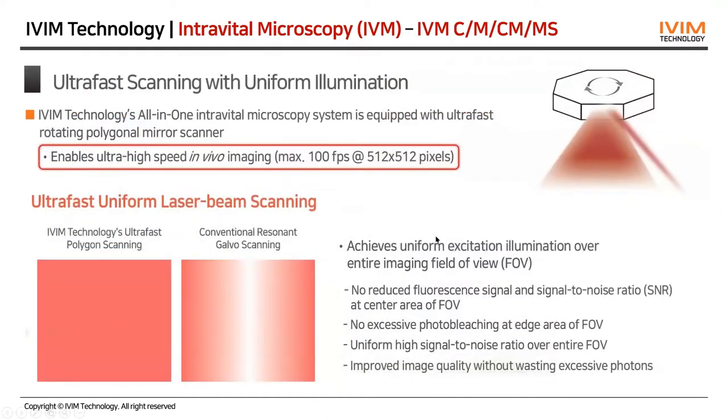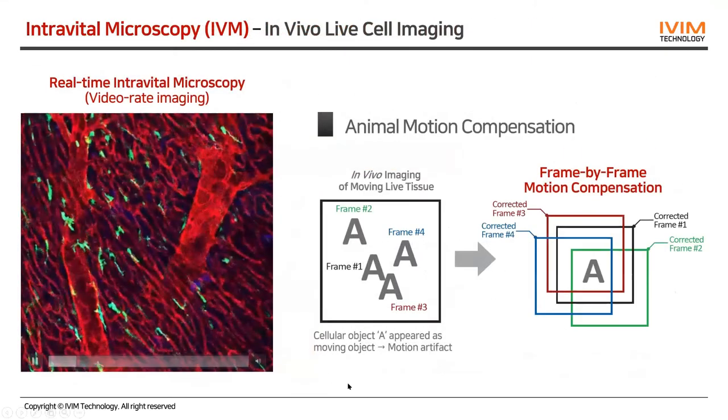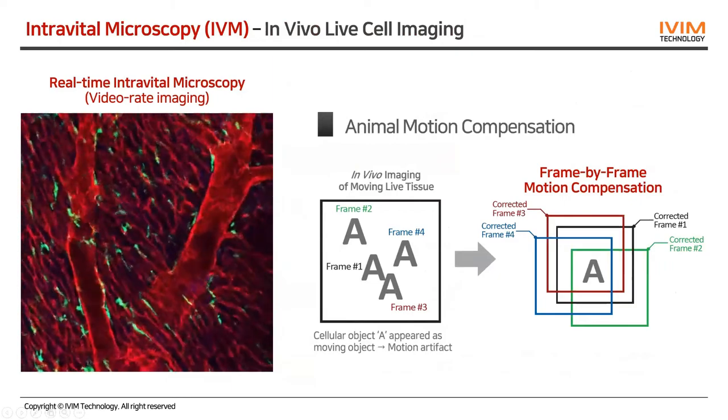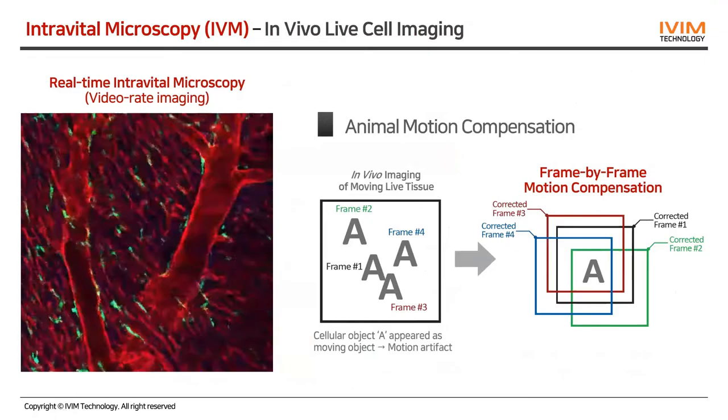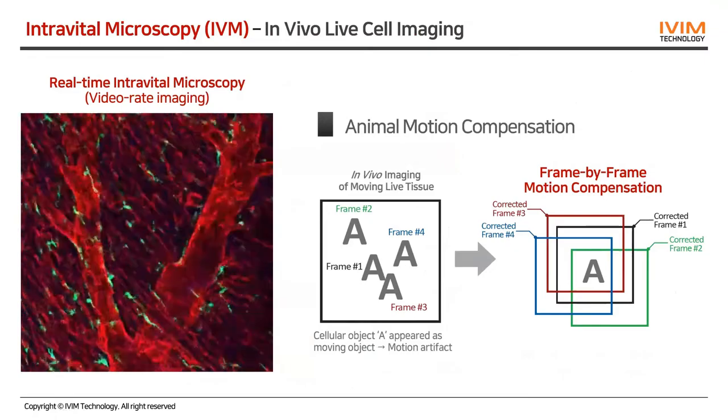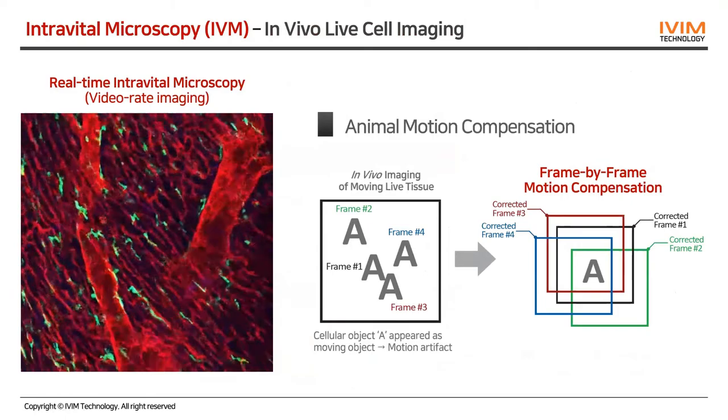I don't want to go into too much detail, but we use a rotating polygon mirror. It's one of the unique laser scanners. By using this scanner, we can achieve very high speed imaging, like 100 frames per second at 512 by 512 pixels. And once we have this very fast imaging speed, we can image the moving tissue in a live animal model. As you can imagine, the internal organ always moves around.